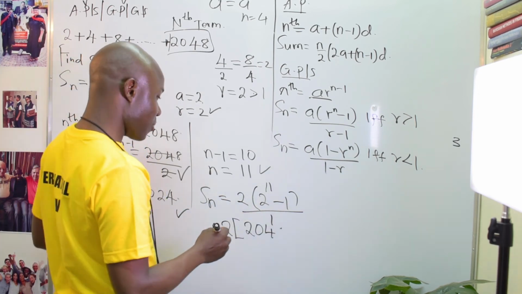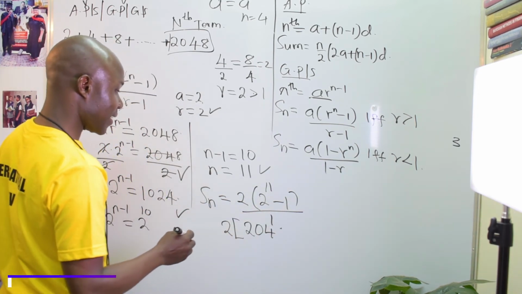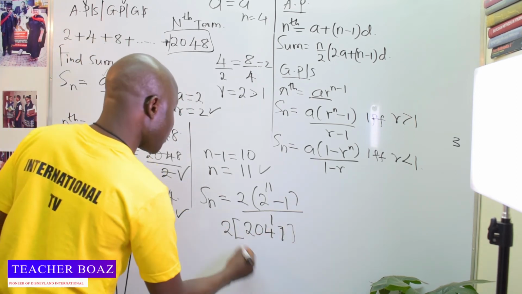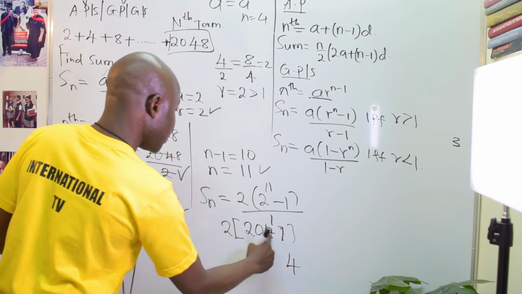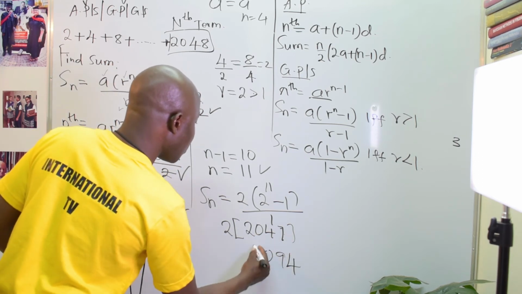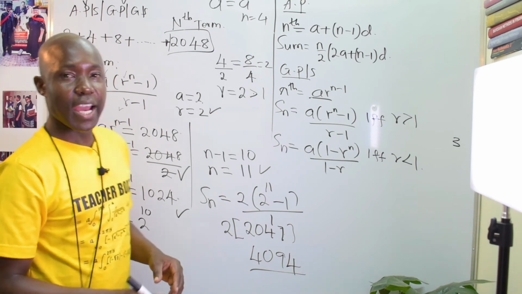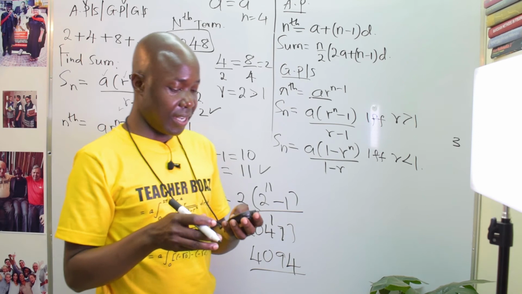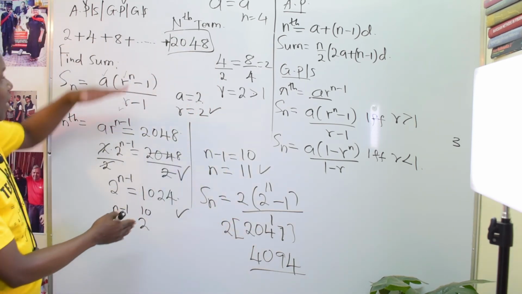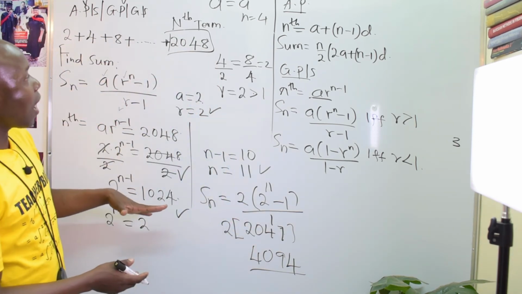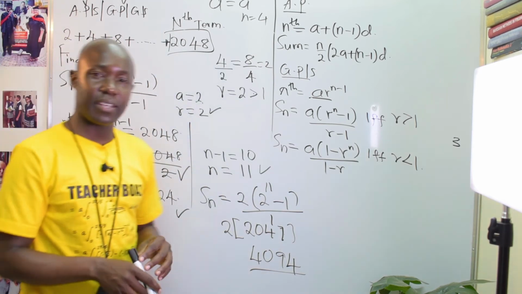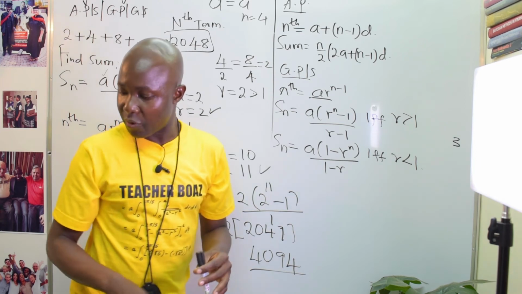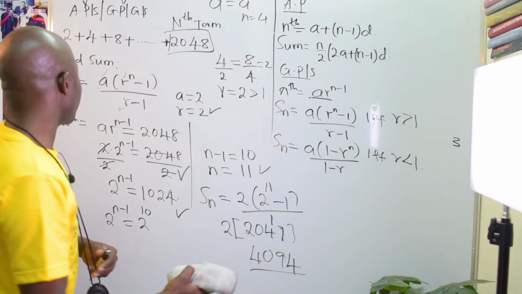So when you minus 1, what are you supposed to get? 2047. Then we multiply by 2. So here we get 4, 8, 9, 0, and 4. You can check with your calculators wherever you are. You can pause my video and check if it provides the same answer. So this is how we are supposed to work out our geometric arithmetic series. The moment you know the concept, then that will definitely lead you to the answer.